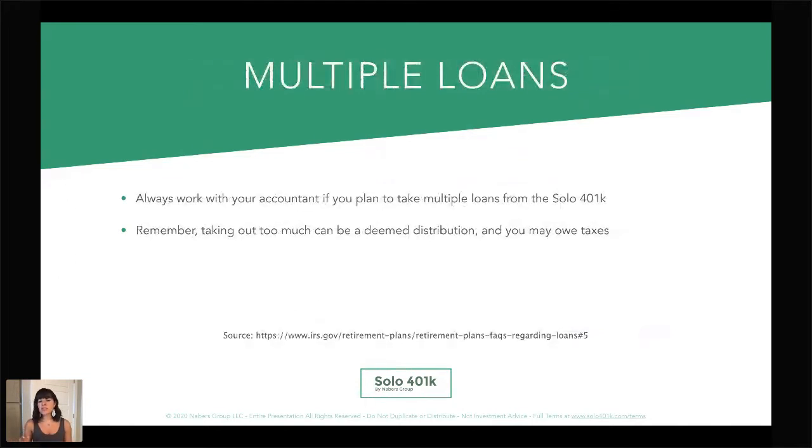So taking multiple loans can get a little complicated. You want to double check with your accountant. Make sure you're not taking out too much because that scary word, that distribution word, may occur. So double check like always.